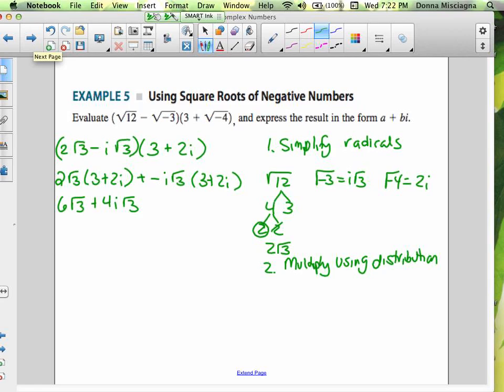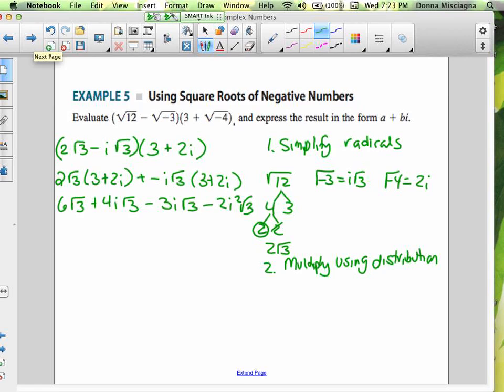All right, and so now we have our second one. We have negative i square roots of 3 times 3. That's going to be negative 3i square roots of 3. Right? Multiply the 3 and the i together. And then negative i square roots of 3 times 2i. That's going to give us negative 2i times i, which is i squared, times the square root of 3.